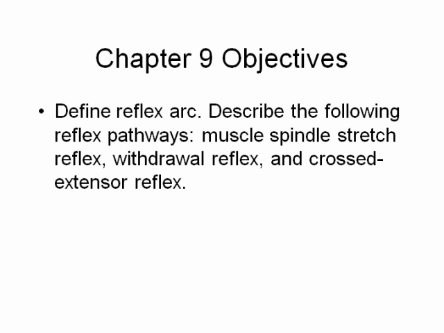So let's take a look at the objectives for this material, since we're restricting our attention to a very discrete portion of the chapter. I wanted to be sure that it's clear what I expect you to understand. First of all, you should be able to describe the following material. First, be able to define a reflex arc. What is a reflex arc? And then to be able to describe the following reflex pathways: the muscle spindle stretch reflex, the withdrawal reflex, and the crossed extensor reflex.